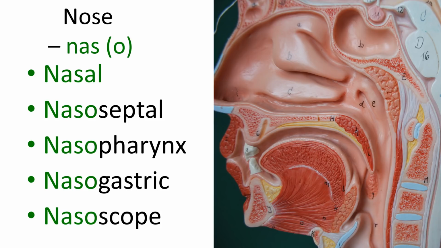Nasoscope, to look at the prefix again, would just be a device for looking into the nasal passages. So a nasoscope would be used for nasal endoscopy. Endoscopy is any time we look inside. So anytime you see this term nas or naso in front of a word, it's going to be to do with the nose and the nasal passages.